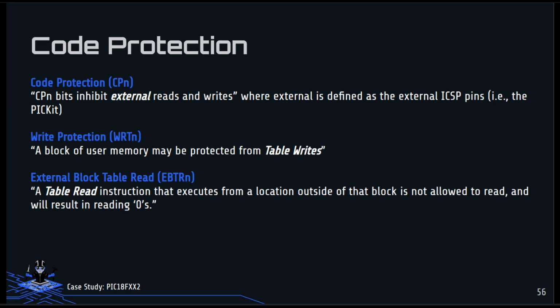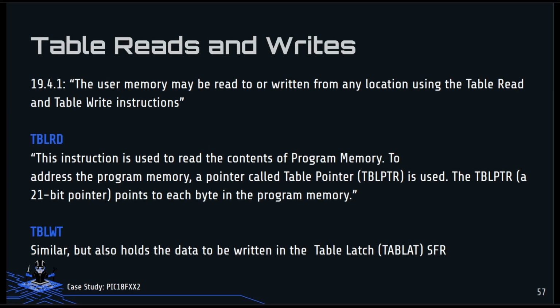And so this protocol is how we program the device, how you can read and write the contents of memory, various things. And so code protection will prevent being able to extract memory using that tool. Write protection is a way to prevent a block of user memory from being overwritten using table writes. And table writes are the other side of the coin from table reads. And a table read instruction that executes from a location outside of that block is not allowed to read from another block. So we have to really understand what a table read is here.